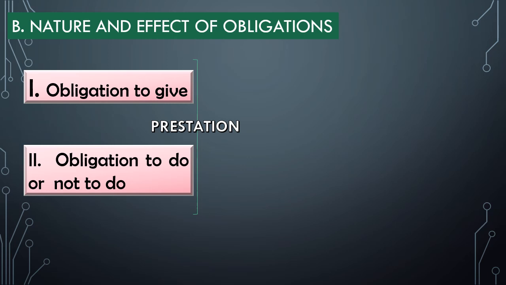So if we are going to classify obligation according to the nature of the performance, we have here the real obligation and the personal obligation. Your real obligation, that is your obligation to give, and your personal obligation, that is your obligation to do and obligation not to do. For your personal obligation, you can classify it further into positive personal obligation, and that is your obligation to do, and your negative personal obligation, and that is your obligation not to do.